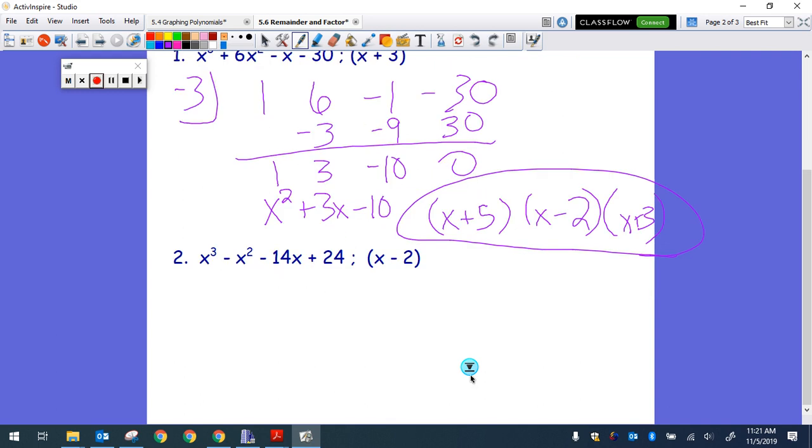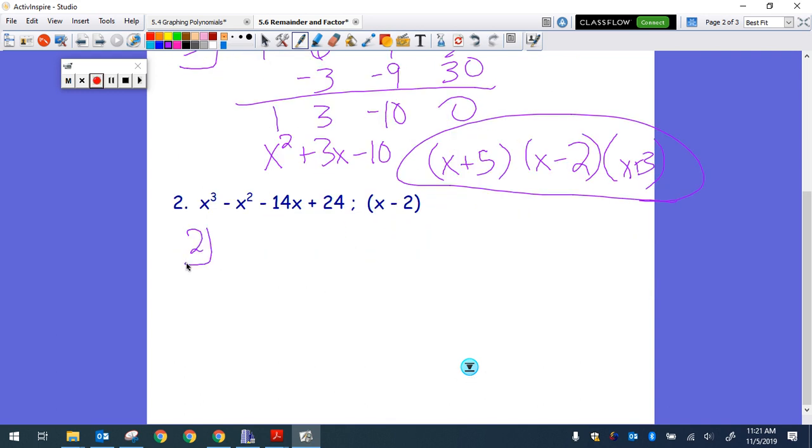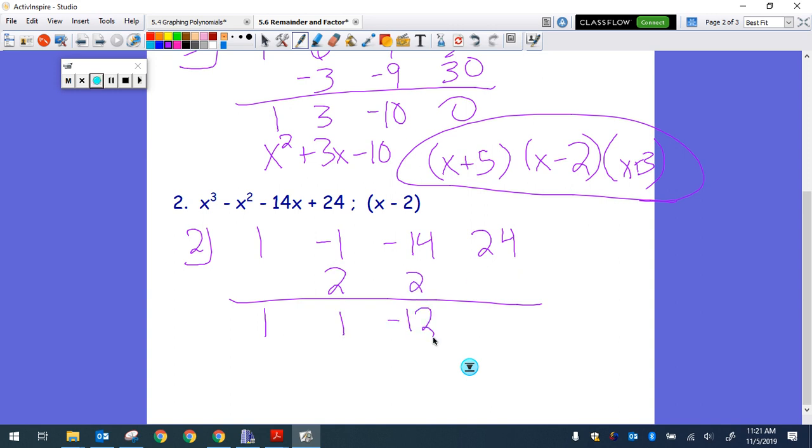Let me do another one with you. 2 goes in my half box with a 1, a -1, a -14, and a 24. 1, multiply, you get 2, add, you get 1, multiply, you get 2, add, you get -12, multiply, you get -24. So this is an x squared plus an x minus a 12.